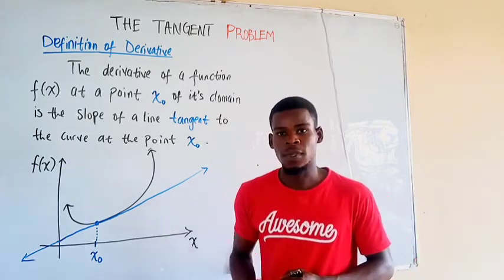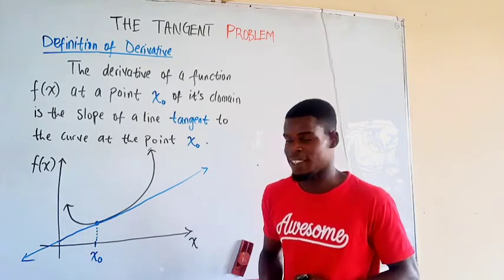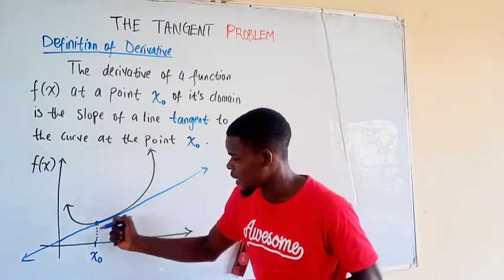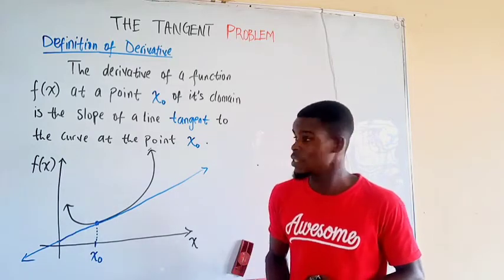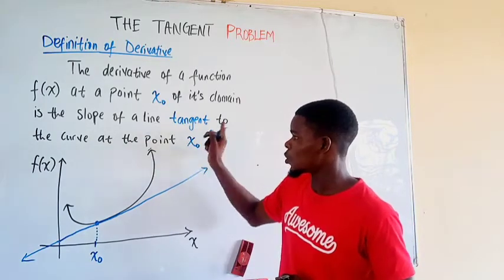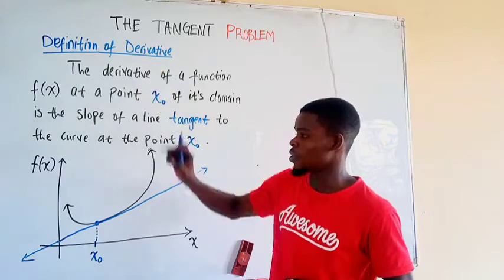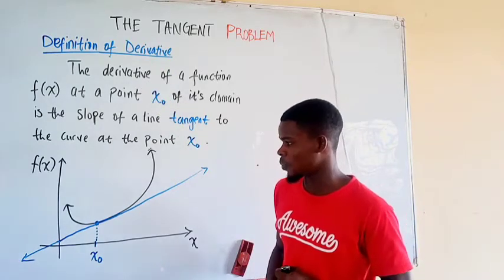And now, let's see. Since this is the line that is tangent to the curve at that point, the slope of the line tangent to the curve at that point will give us the derivative of that function at that point.